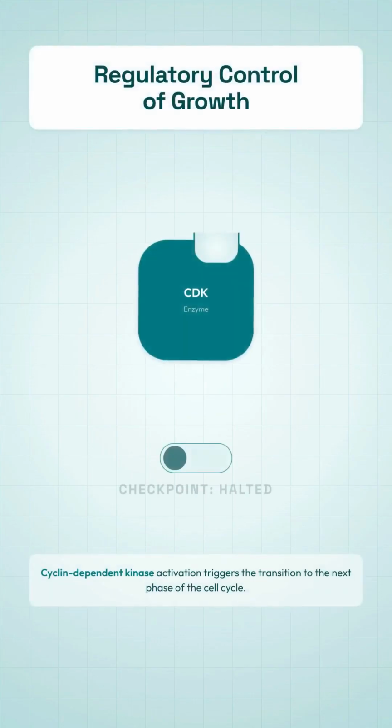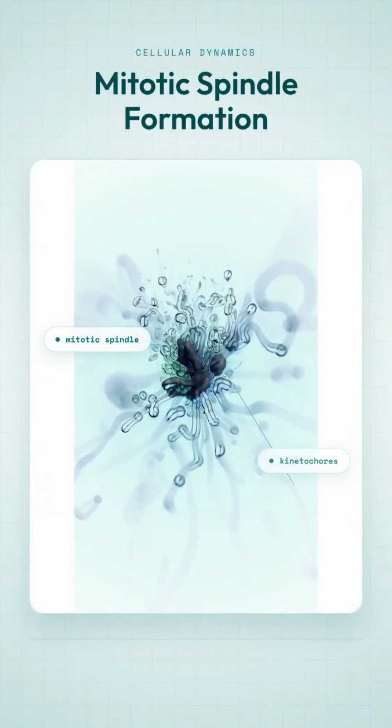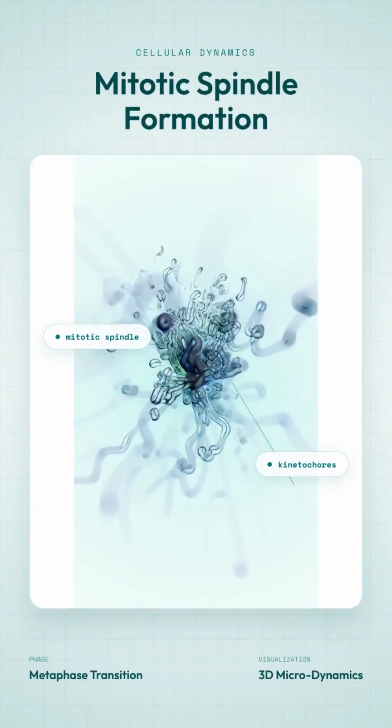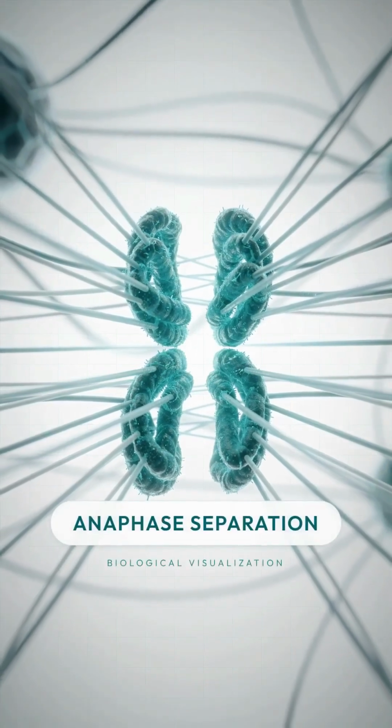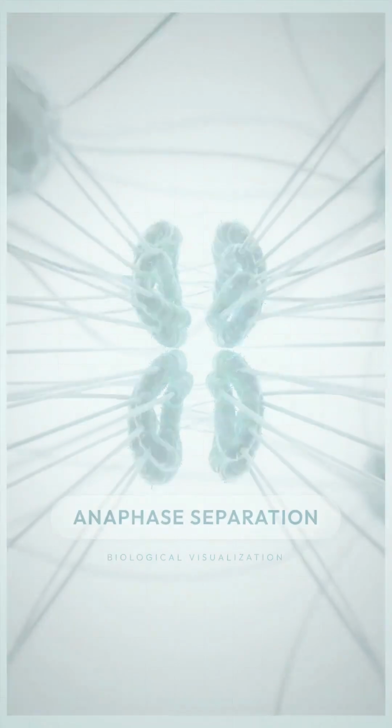The cell cycle is tightly regulated by checkpoints and cyclin-dependent kinases. Microtubules form the mitotic spindle, preparing the chromosomes for alignment. Anaphase ensures that each daughter cell receives an identical set of chromosomes.